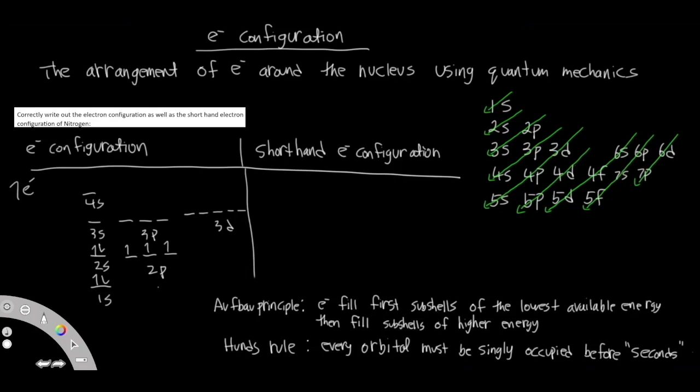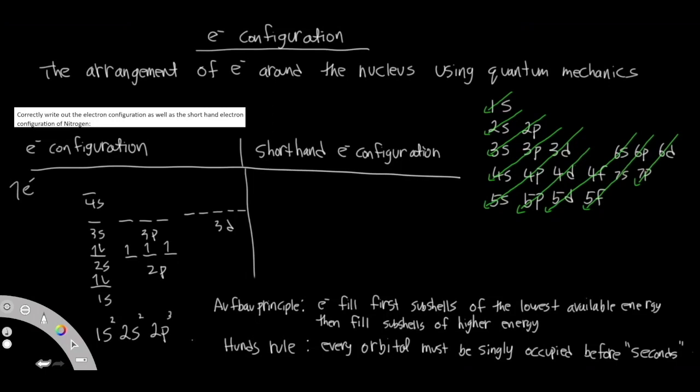Now we're just going to write it out in words. So we have our 1s over here, and there are going to be 2 electrons. We're going to write that as a superscript. So we got 1s2. Then we have 2s. We're going to add another 2 electrons because that's how many are being filled there. And then we're going to be doing 2p, which has 3 electrons. So you got 1s2, 2s2, 2p3. That is the answer for the electron configuration of nitrogen.